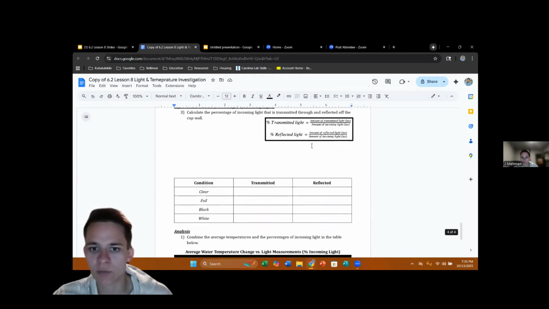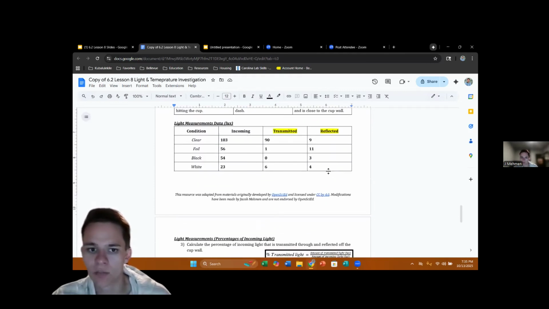So what we can do is use this formula that I have right down here. We can take the amount of light transmitted divided by the amount of incoming light, our part over the whole. And remember, whenever we do a percentage, we're also going to have to times by 100. So let's do some of these calculations now together.